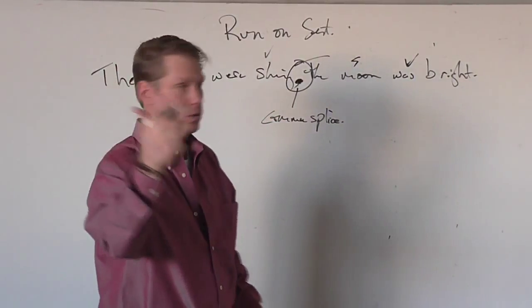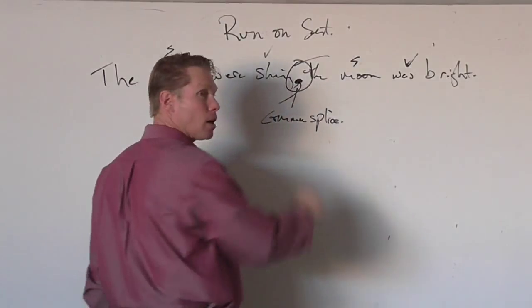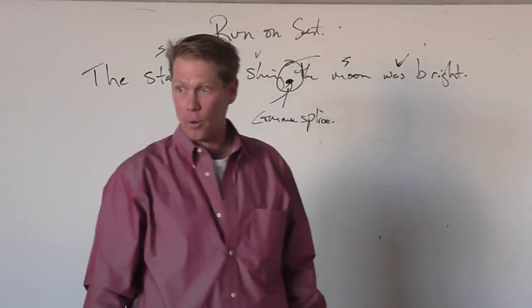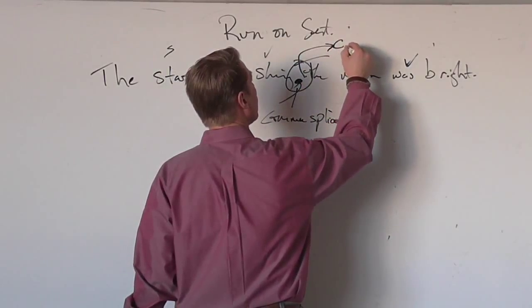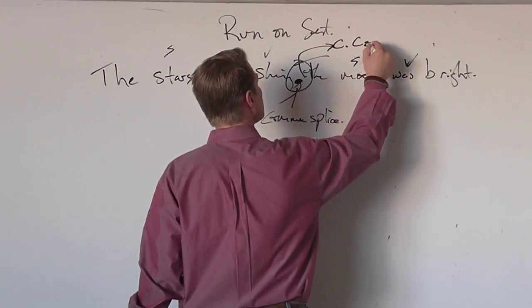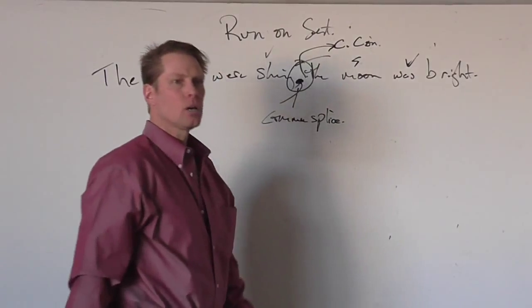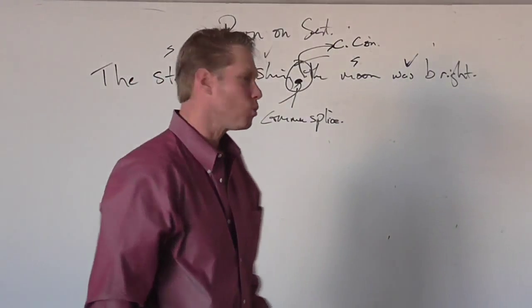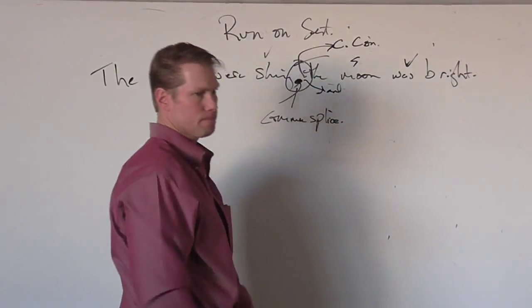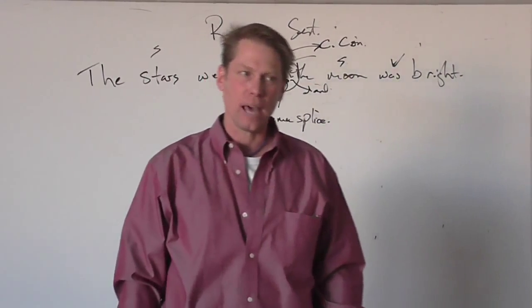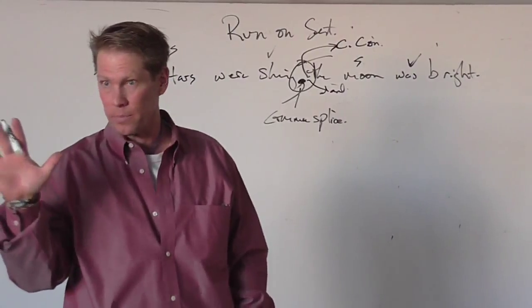Two more ways we can do it. One, we can use the comma. It's allowed. But after the comma, we are going to use what we call a coordinating conjunction. Okay? Coordinating conjunction. The stars were shining, comma, and the moon was bright. Okay? So I can do that. And that's okay.